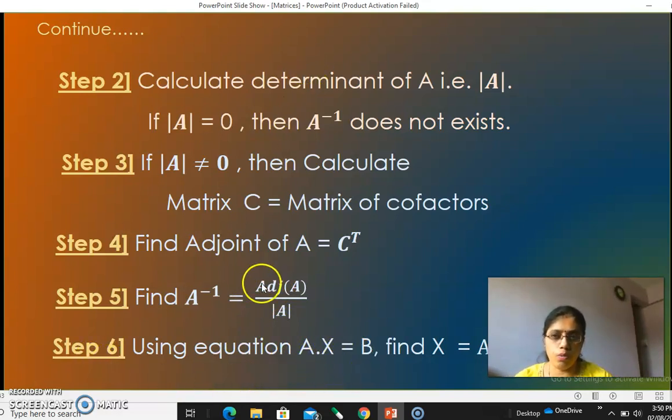The 4 steps are already known to you. The sixth step is using the equation. See, the equation is Ax equal to B. This we have already written in the previous slide, and I have explained it to you. This is just the matrix form of equations. This is the matrix of coefficients. Sorry, this is the column matrix of unknowns. This is the column matrix of constants.